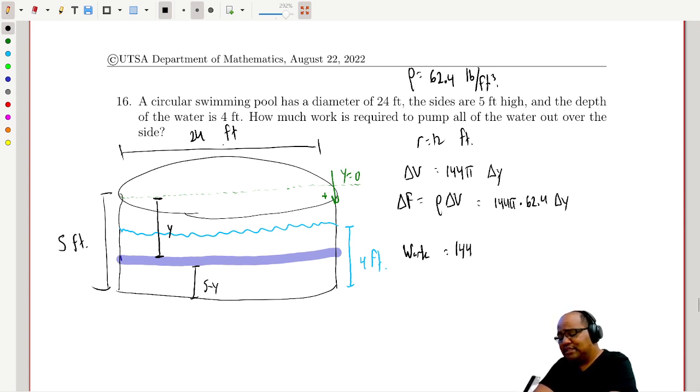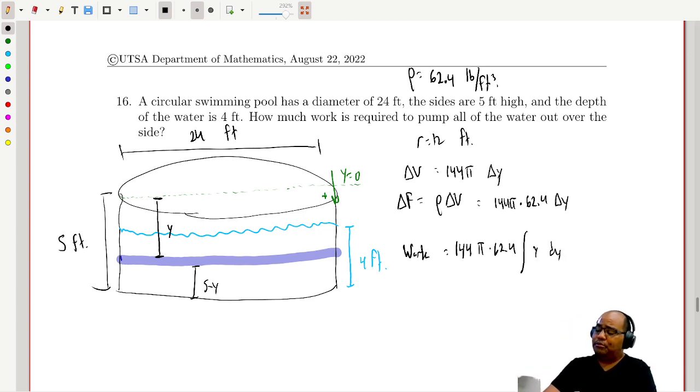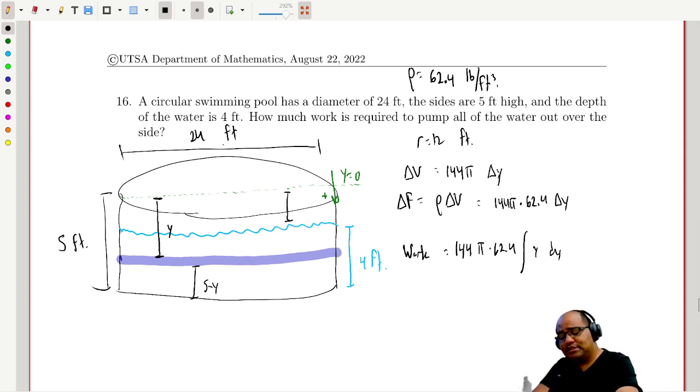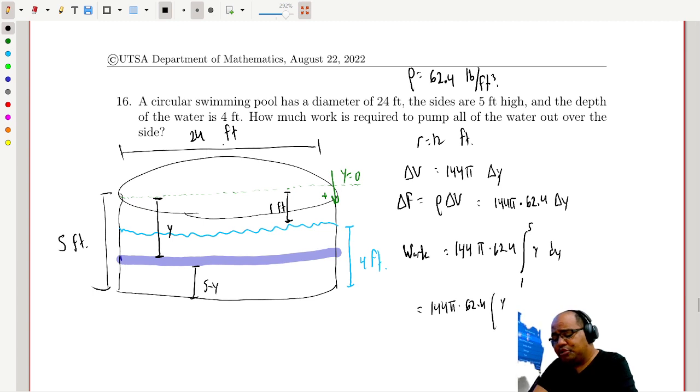So let's pull the constants out of there. So 144 pi times 62.4 times the integral of y dy. But what are our limits of integration? Well, it's filled to a depth of 4 feet, so the first topmost layer is 1 foot from the top, and then the rest is all the way down at 5 feet. So we're integrating from 1 to 5. Very straightforward application of the power rule here. So we have our constant, 144 pi times 62.4, and I'll show it here, y squared over 2, evaluated on the boundary.